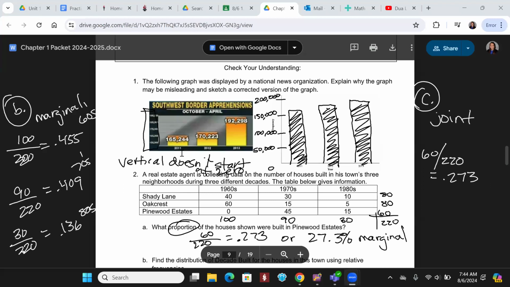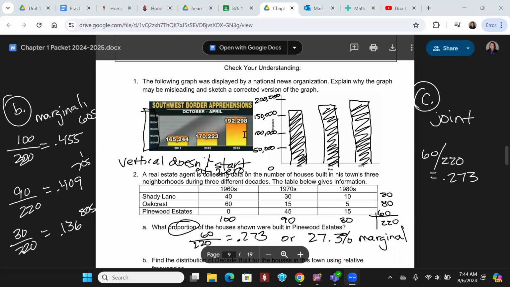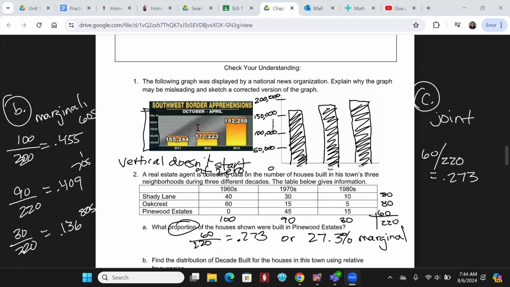On number 1, what's wrong with this graph? It doesn't start at 0. So when you actually draw the graph, make sure you put a 0 down here and then space it out. I know this is going to look a little wonky, but do you see how big these are by comparison of these? This is squished, right? So it's kind of misleading. We good on that one?